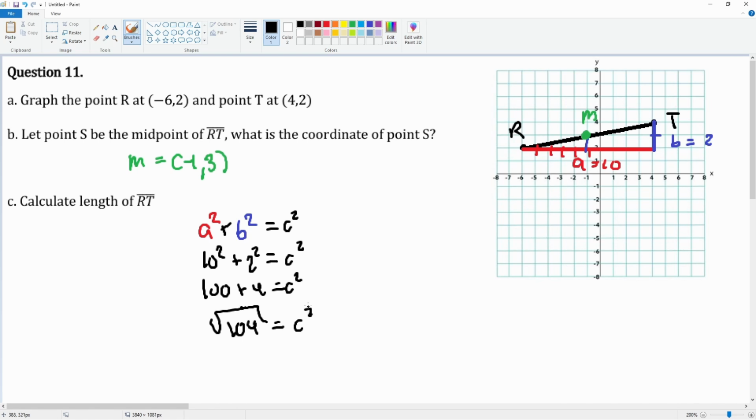Okay, you can try to simplify the radical. Let's see, 104 divided by 16. Nope. 104 divided by 4. Yeah. So this can be 2 radical 26 is equal to C. That's in simplest radical form.